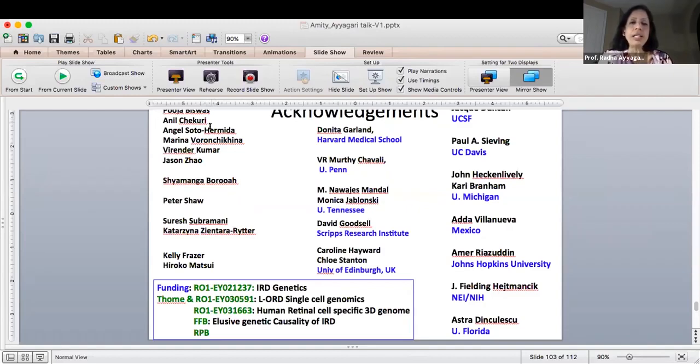Anil Chekuri, I did not go into details, but he performed the majority of the functional studies, and Anil is right now at Harvard as a junior investigator. Shyamanga Barua was a postdoc in my lab, and right now he's an assistant professor in my department, and my colleague. And Murthy Chavali generated the mouse models, and he was also my previous postdoc, but right now he's an assistant professor at UPenn.